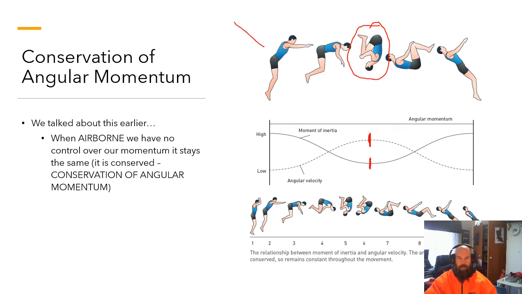Whereas in the layout position, when our body is no longer tucked anymore, we also have our lowest amount of angular velocity. So we're moving slower because, and it ties in with it, we have our highest amount of moment of inertia.